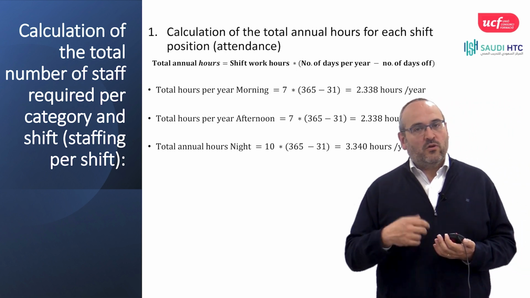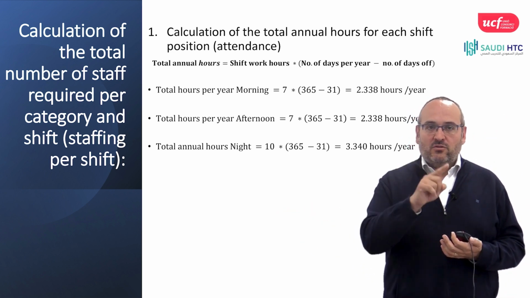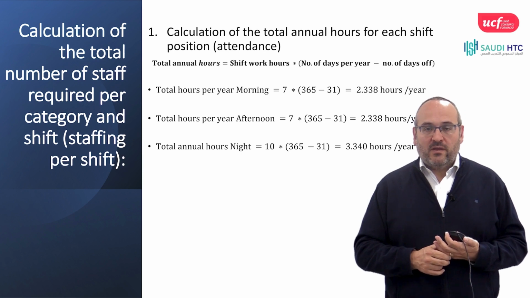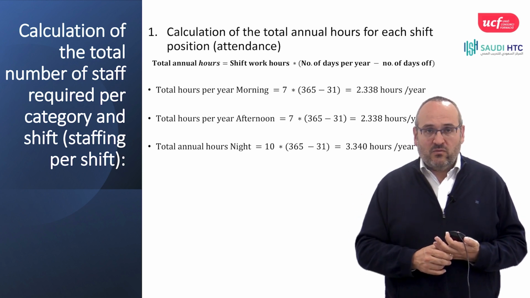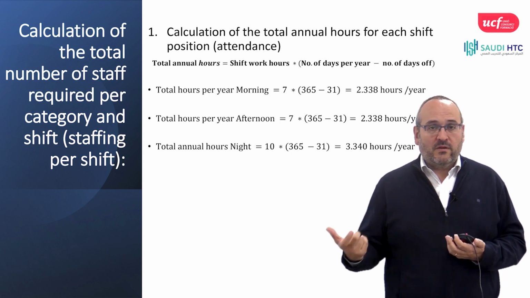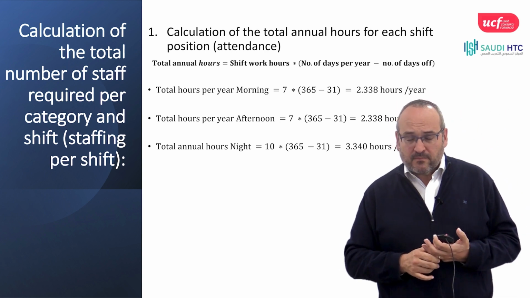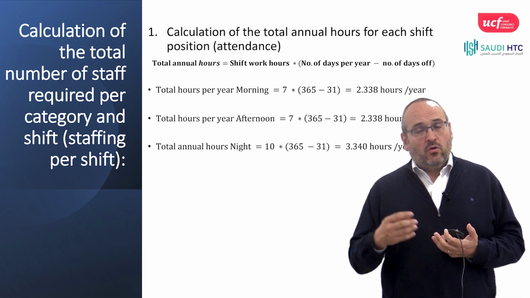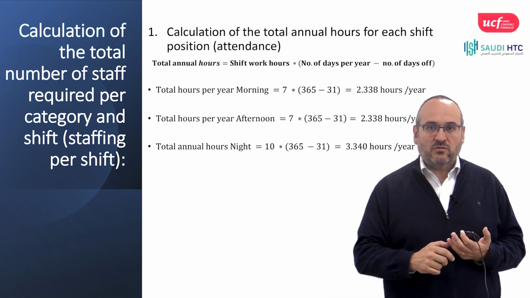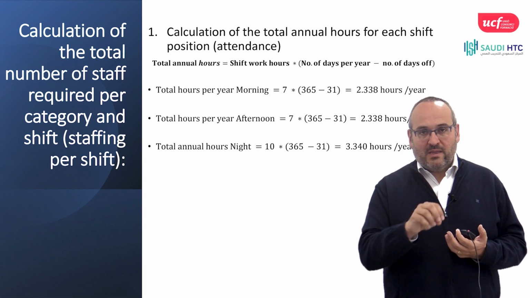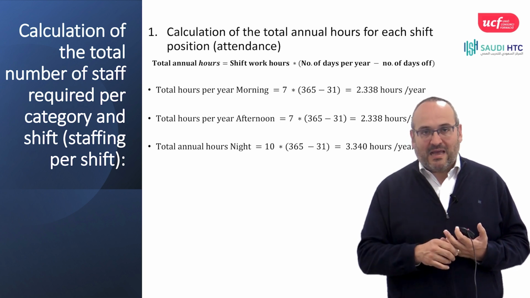We start now with the calculation of the number of staff, the total number of professionals that we are going to have to hire, and that we are going to need to staff that unit according to the presences that we have just obtained. First, we will have to do a parallel calculation, which will be how many working hours does each of the positions imply in each shift? This is as simple as multiplying the duration of that shift by all the working days in a year.